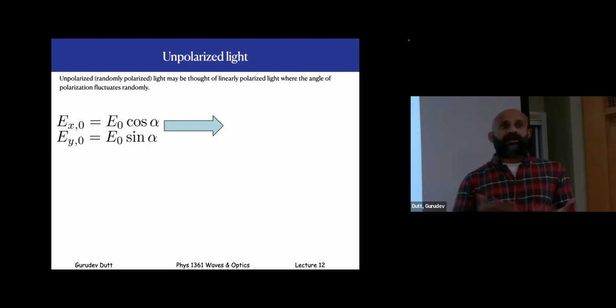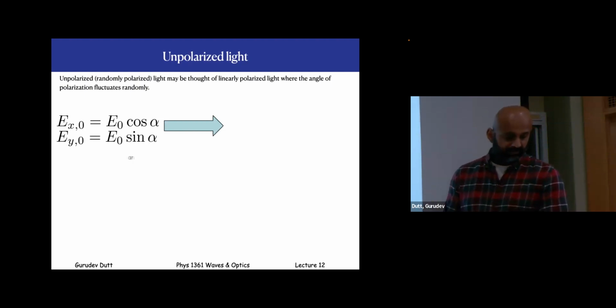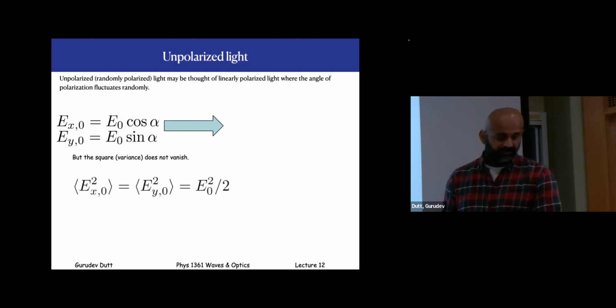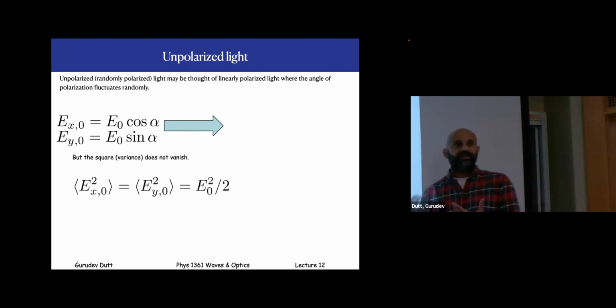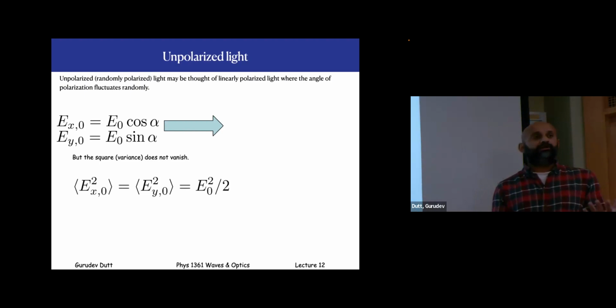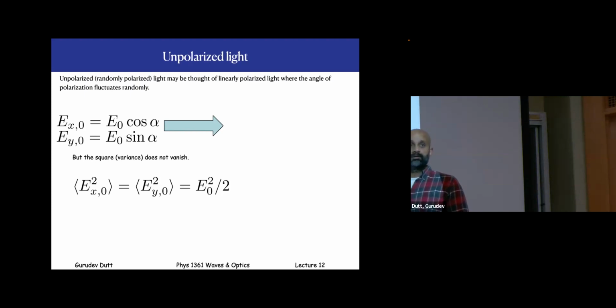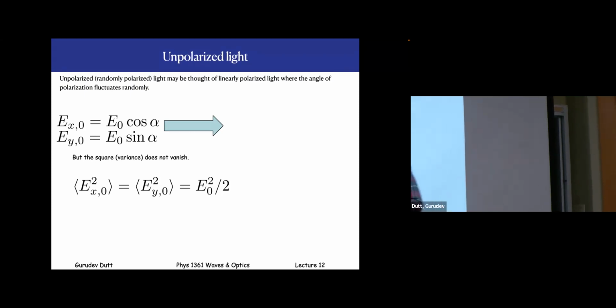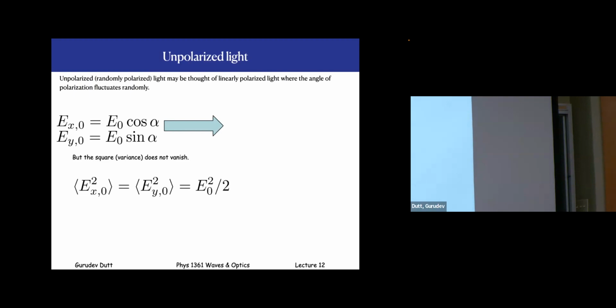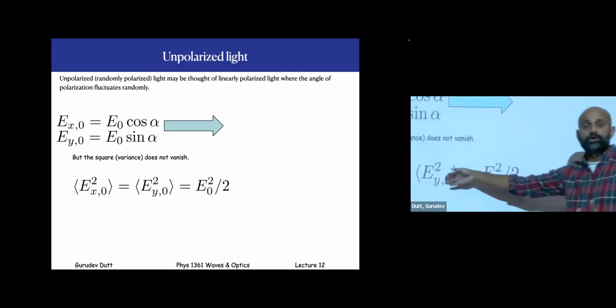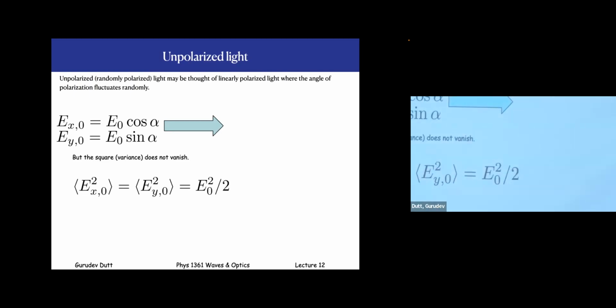So it doesn't have any particular direction of polarization, but there is the variance, just like any random number. The mean value will always be 0, assuming you've subtracted away some constant mean value, but the variance or the fluctuations don't vanish. And you can show that the fluctuation is E naught squared over 2. And remember, the intensity depends on the square of these components, Ex squared and Ey squared. So you get half of the intensity of the initial unpolarized light.